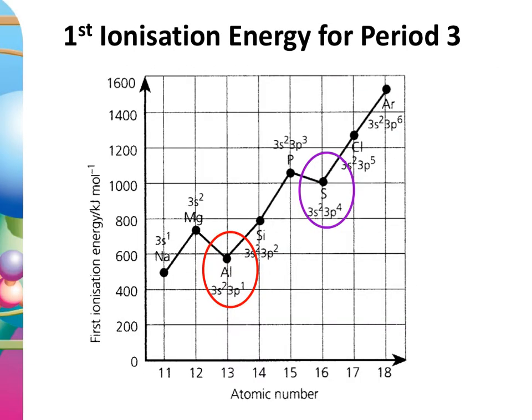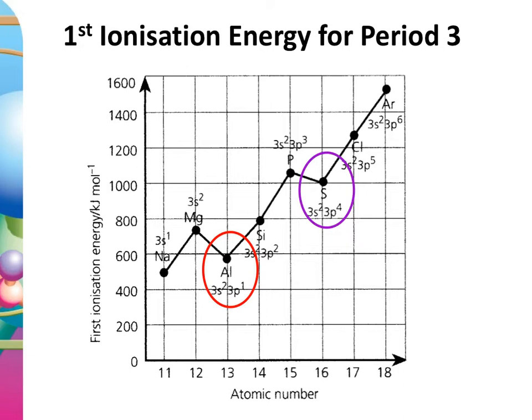Now, I mentioned it very briefly that there were anomalies, and I hope you could see what those anomalies were. So the general trend is an increase across period 3, but we can see that when we go from group 2 to group 3, we have a decrease, and when we go from group 5 to group 6, we have a decrease. So we have to explain that even though the general trend is that it increases across a period, why do we get those two dips? Why do we get those two anomalies?